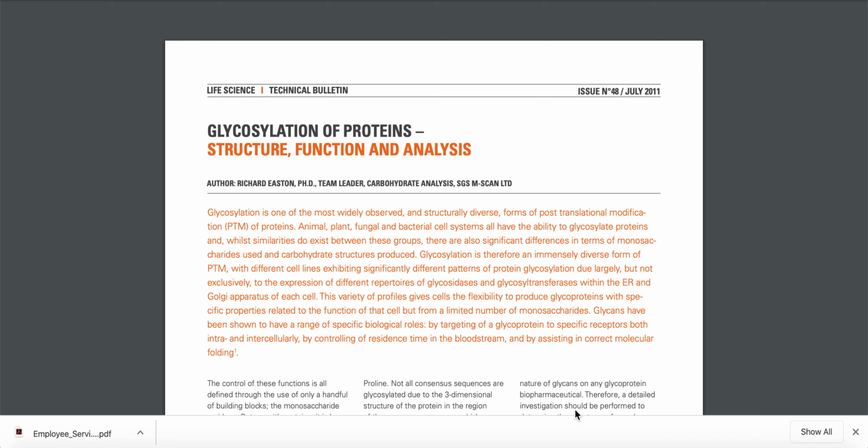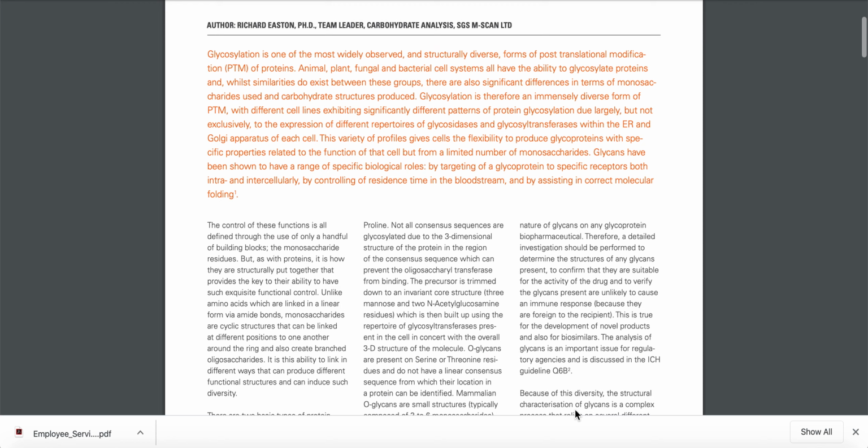Glycans have been shown to have a range of specific biological roles. By targeting of a glycoprotein to specific receptors, both intra and intercellularly, by controlling residence time in the bloodstream, and by assisting the correct molecular folding.